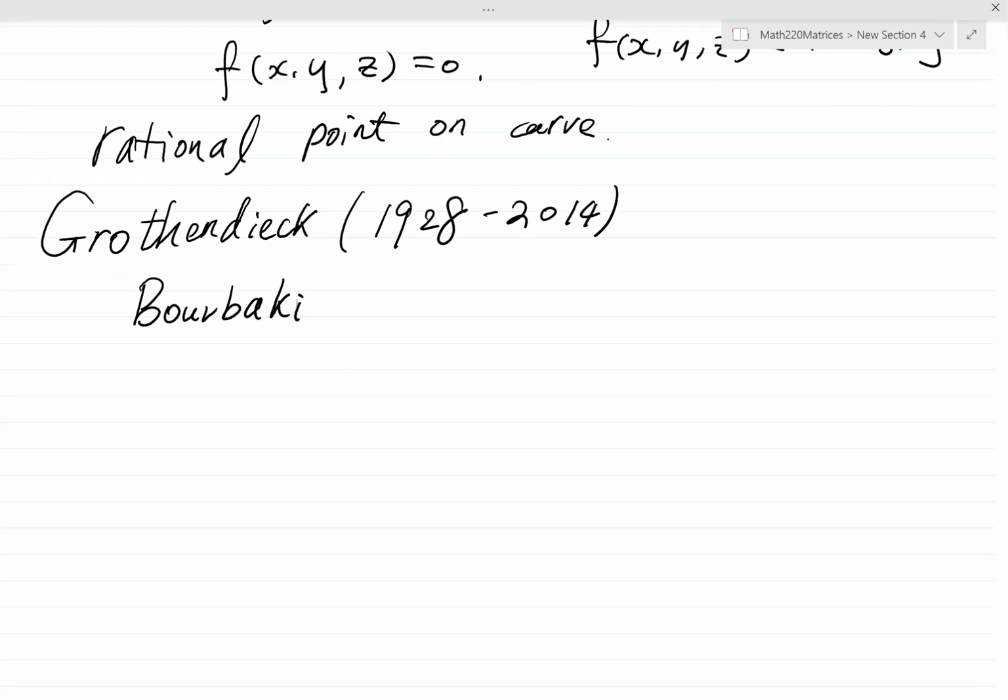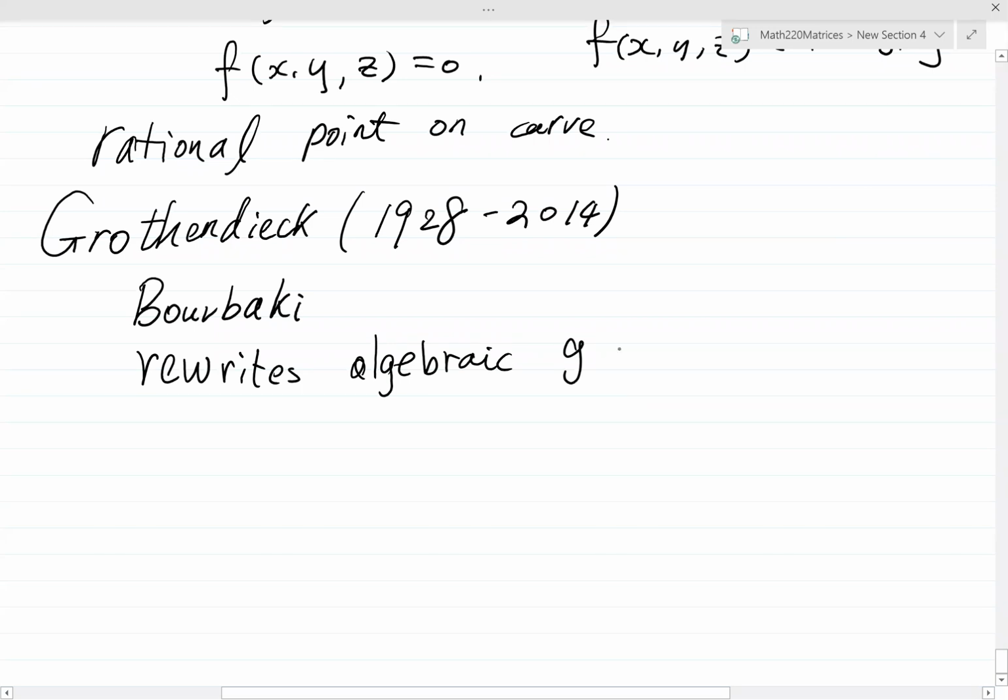So Grothendieck rewrote algebraic geometry. Of course, Grothendieck is really good at abstract mathematical objects. He just finds the right abstract structure, no more, no less, to write mathematics. It's really amazing, in the second half of the 20th century.